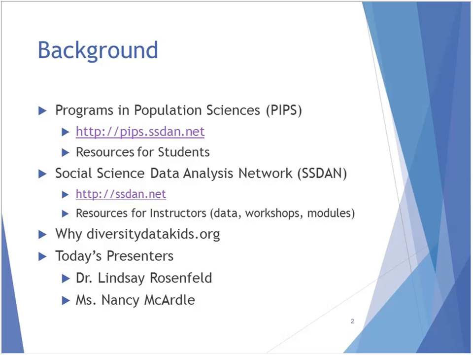PIPS is part of a larger program at the Social Science Data Analysis Network, or SSDAN. SSDAN was started in the mid-1990s by Director William Fry, who is a research professor at the University of Michigan and a senior fellow at the Brookings Institution. SSDAN aims to make data more accessible for use in education, especially at the undergraduate level.